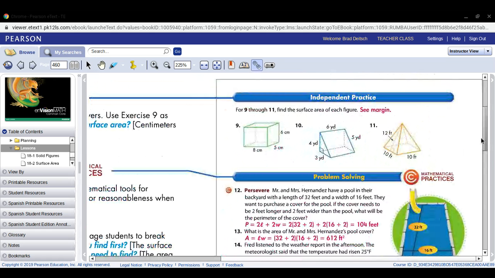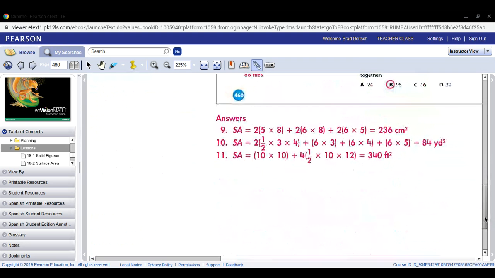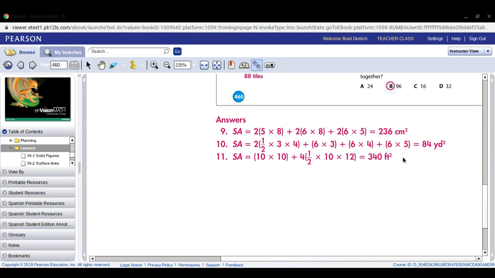With number 10, this is kind of like the second video that I showed you. Find the area of the two triangles, base times height divided by 2, and then there's 2 of them, and then the area of each rectangle. So that's what they're showing here. You may want to pause the video and look at this a little bit more closely.